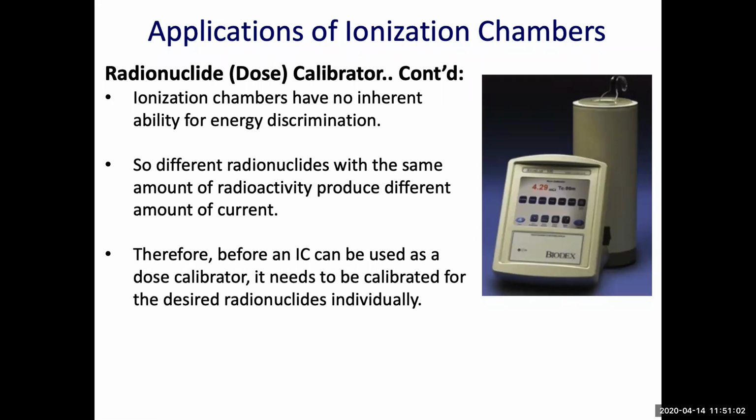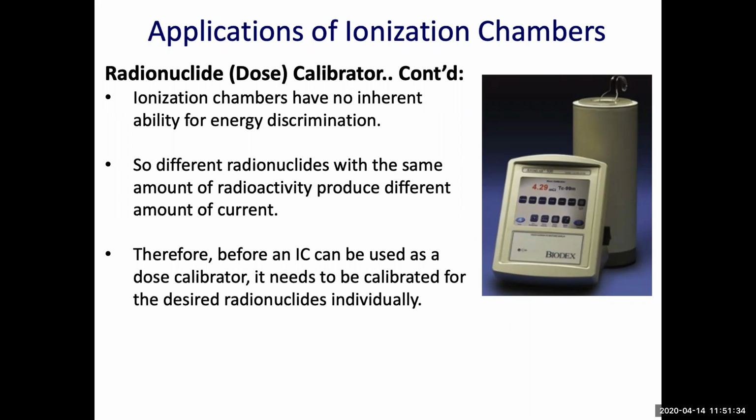So we need to calibrate the dose calibrator for each radionuclide. This calibration is done in manufacturing, and we follow that after we receive the dose calibrator in nuclear medicine. We just check every day that the calibration factor is accurate and gives us the accurate activity. For each radionuclide, we do the calibration to get the accurate activity. So, the calibration factors.